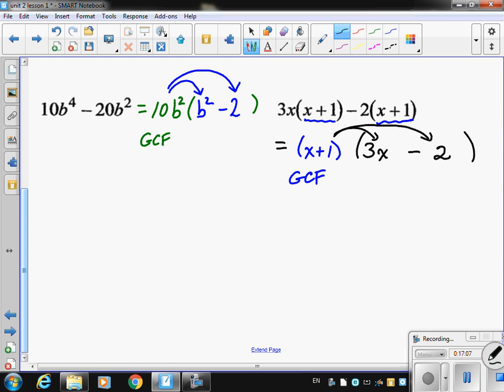That one's a little bit strange, but it would be very helpful for some factoring that we're going to do later. So let's practice.